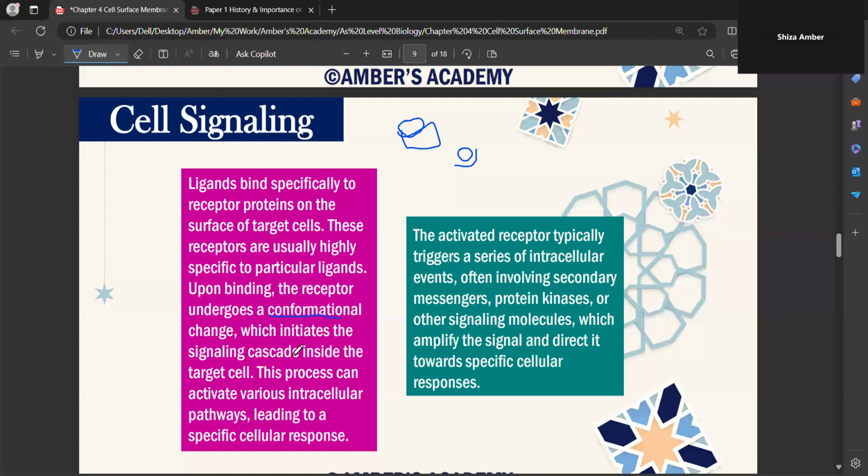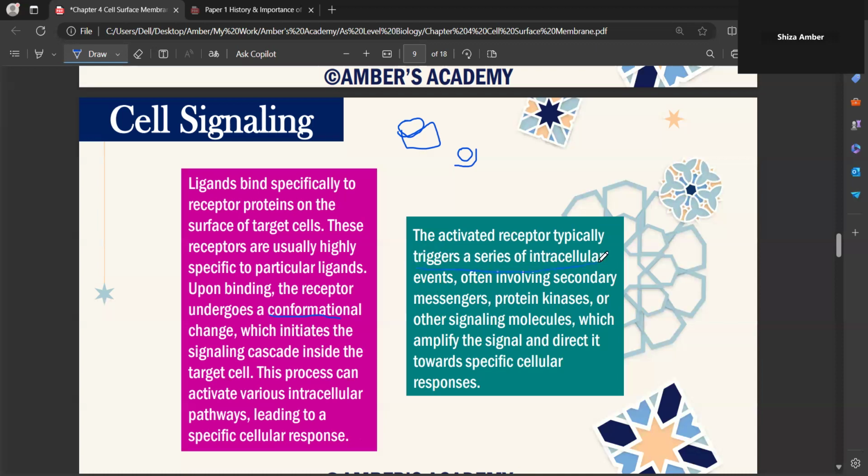Then they bind, obviously, and that receptor protein undergoes a conformational change, which initiates the signaling cascade inside the target cell. This process can activate various intracellular pathways leading to a specific cellular response. A signaling cascade means that many messages are going to be initiated about what a cell particularly has to do with that signaling molecule, and then finally the response is triggered, which was brought originally by that hormone or that neurotransmitter.